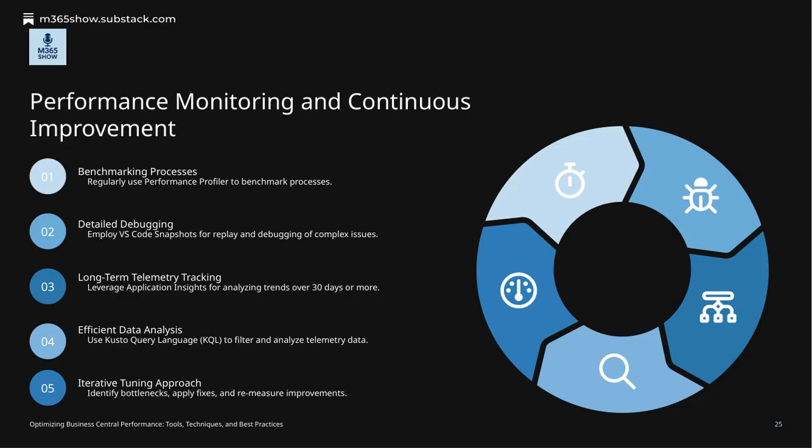For more complex problems, detailed debugging is key. Employing VS Code snapshots allows us to replay and debug intricate issues thoroughly, ensuring we understand the root causes. Finally, benchmarking processes regularly with the Performance Profiler helps us establish performance baselines and measure improvements over time. All these tools and techniques work together to create a robust, ongoing process of performance optimization that aligns with our overall goal of delivering a fast, reliable Business Central experience.